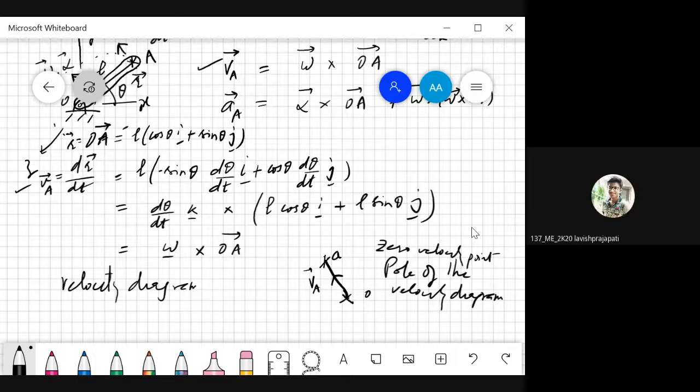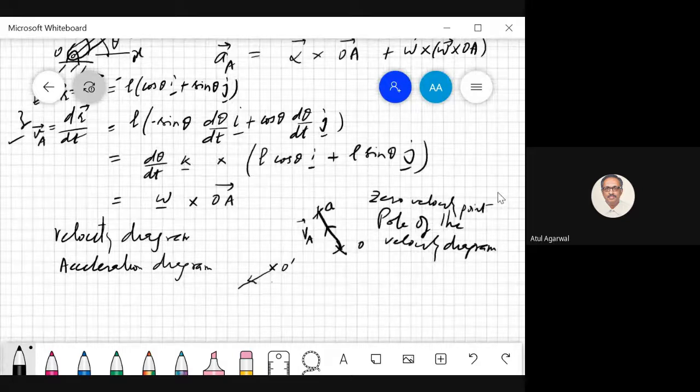Any problem? Okay, sir. Now, if I draw acceleration diagram, then what it will be? Point O. Here I represent by primes. So what is the acceleration of point A? One is the acceleration towards the center. So you will show like this. So this you call acceleration of A normal. So this is equal to what? Omega square OA. And this is pointing towards the origin O.